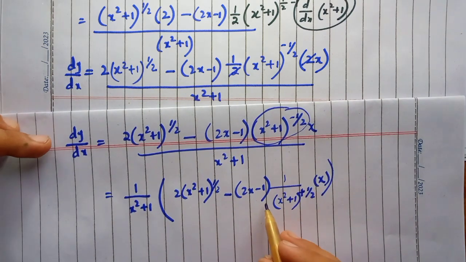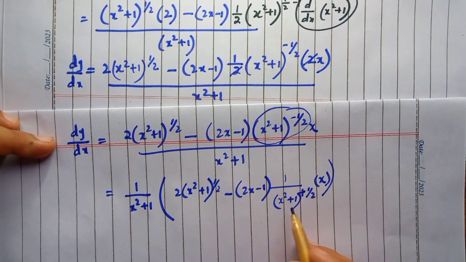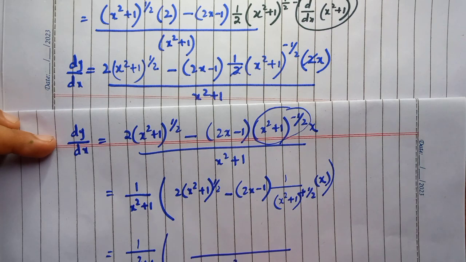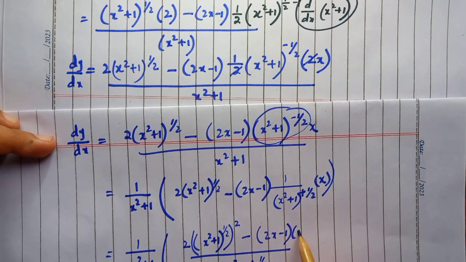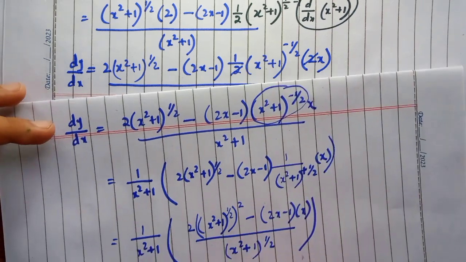So here we can take the next step and explore this question. x square plus 1, so the derivative will be x, LCM will be equal to x square plus 1 raised to the power 1 over 2. So this expression will become x square plus 1 raised to the power 1 over 2 multiplied with 2 minus 2x minus 1 and x. So after simplification, this will be the final answer.